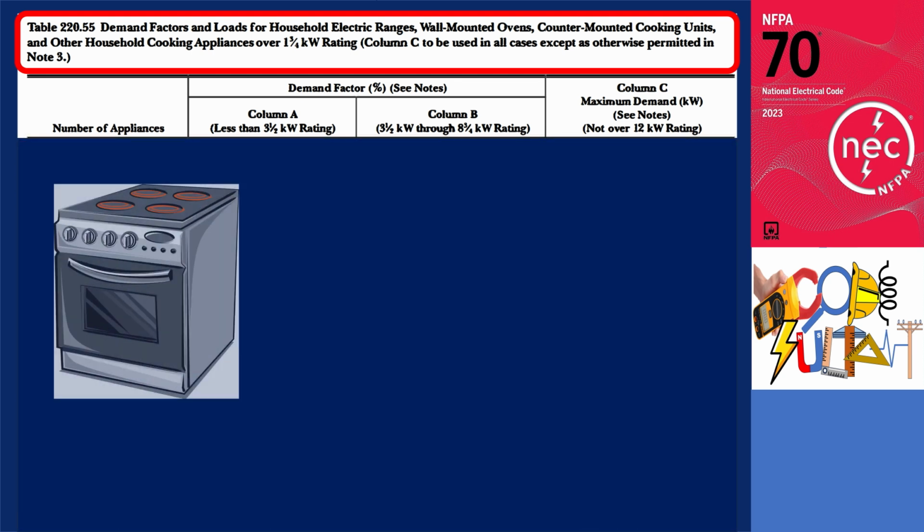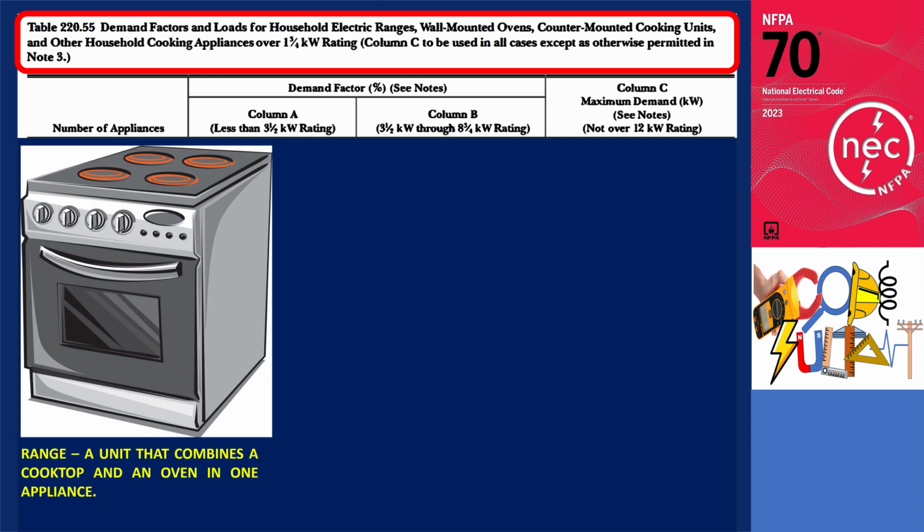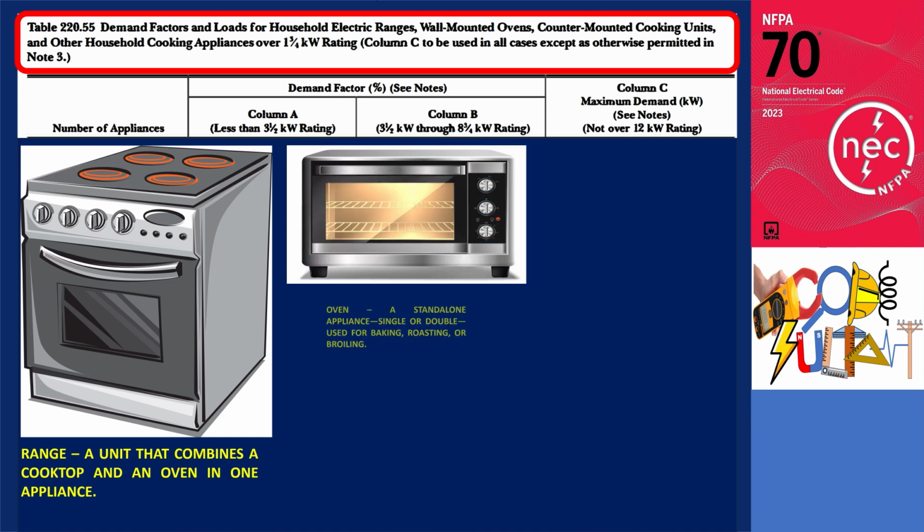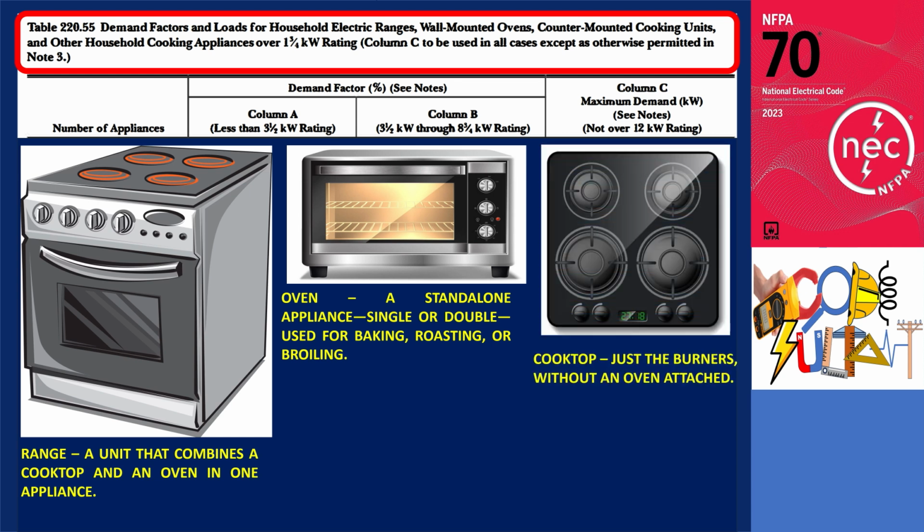Range. A unit that combines a cooktop and an oven in one appliance. This is the classic freestanding stove most people picture. Oven. A standalone appliance, single or double, used for baking, roasting, or broiling. Cooktop. Just the burners, without an oven attached. This includes modern induction cooktops, which use electromagnetic fields to heat cookware directly. From an NEC perspective, induction cooktops are treated the same way as any other cooktop. If their rating is greater than 1 3/4 kilowatts, they fall under Table 220.55.